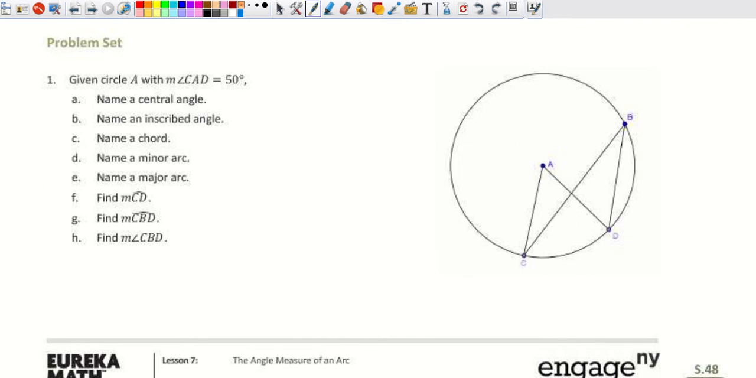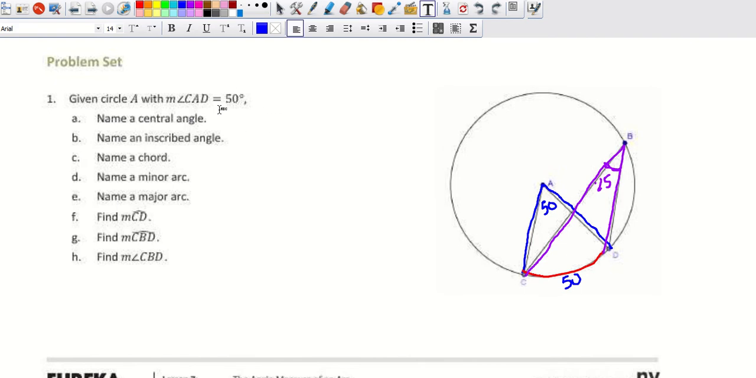Okay, so angle A is 50 degrees. That's angle CAD. This is a central angle. So the arc here is also 50 degrees. And then the other angle that's being formed here is an inscribed angle at B. And this angle is half the measure of that arc. So this is going to be 25 degrees. So we can name the central angle.